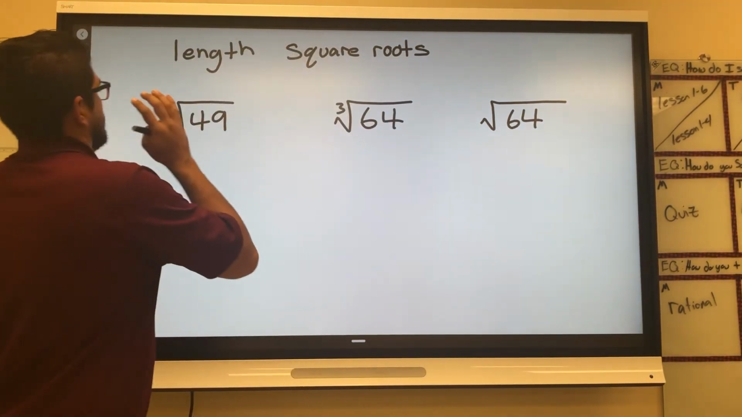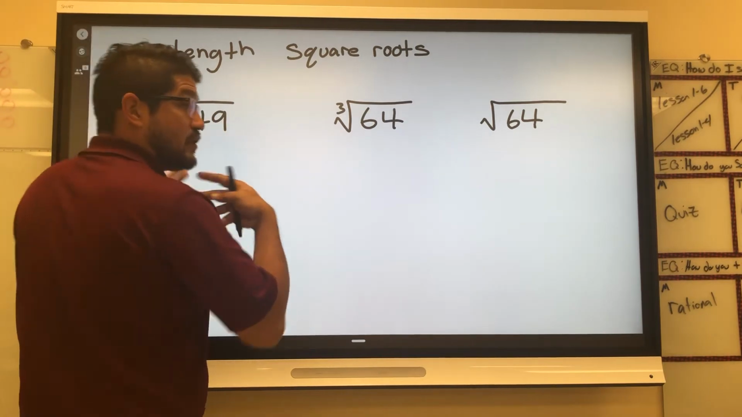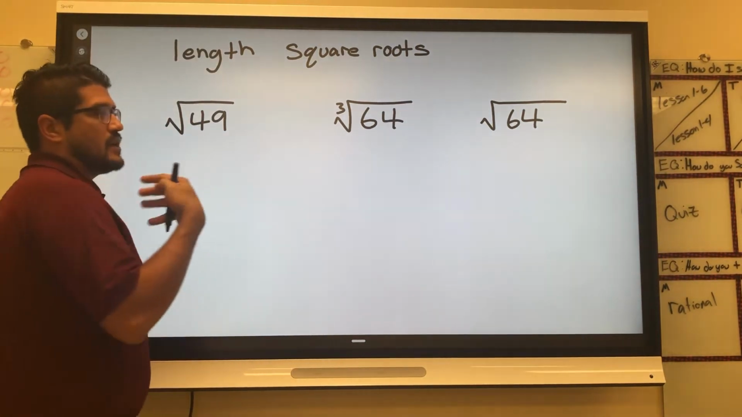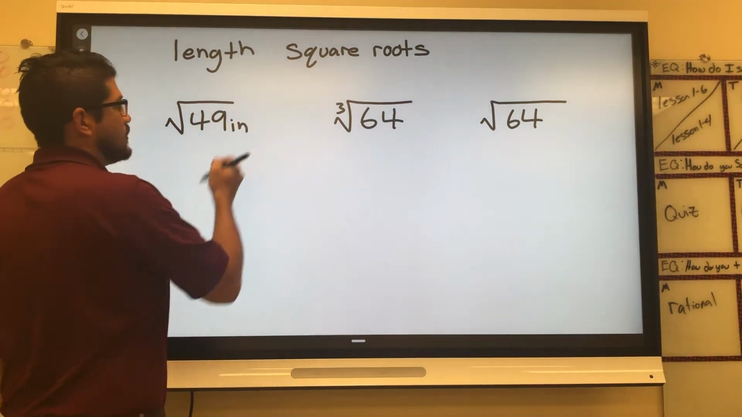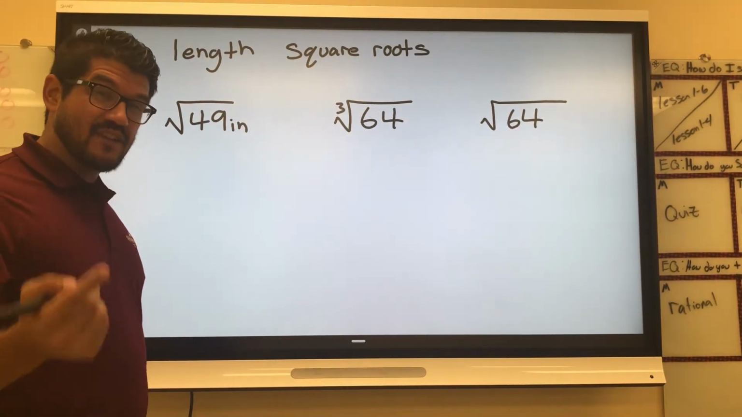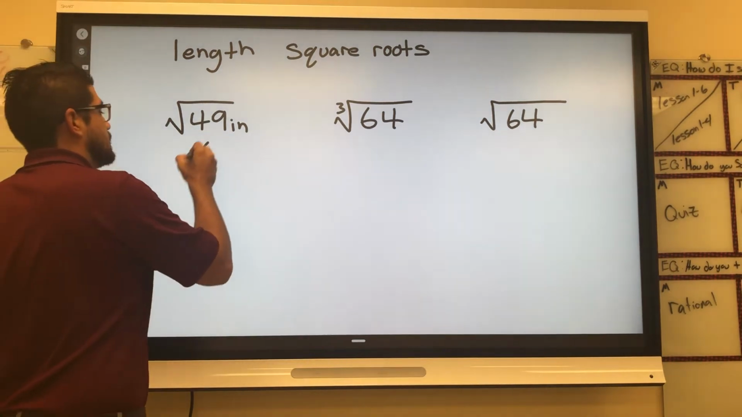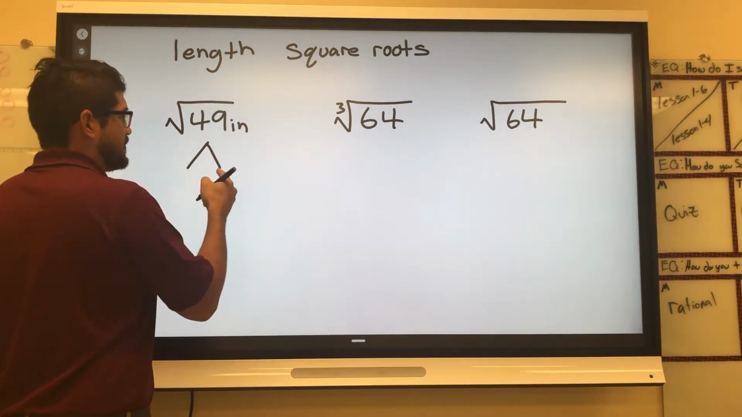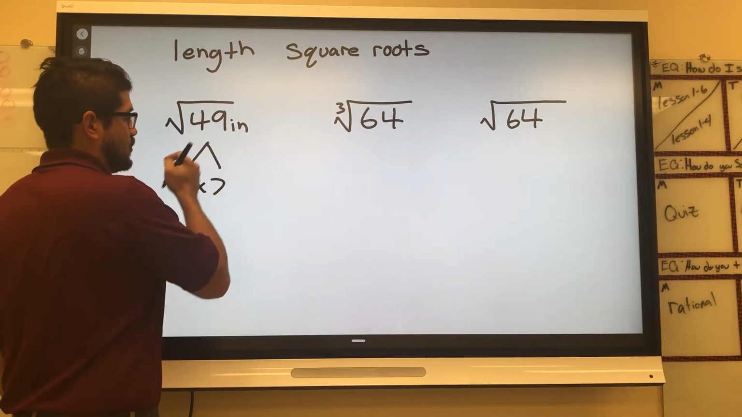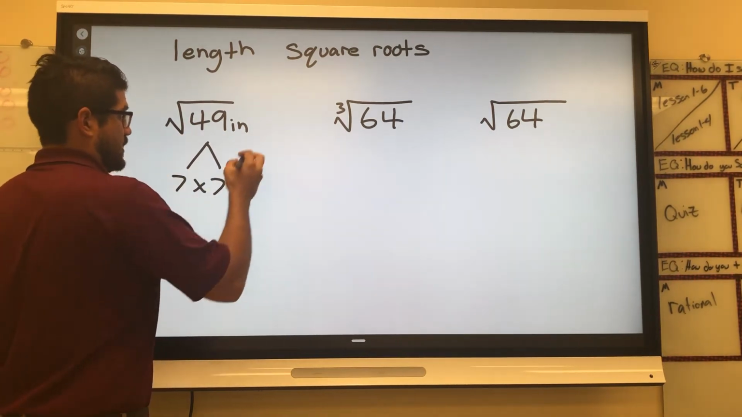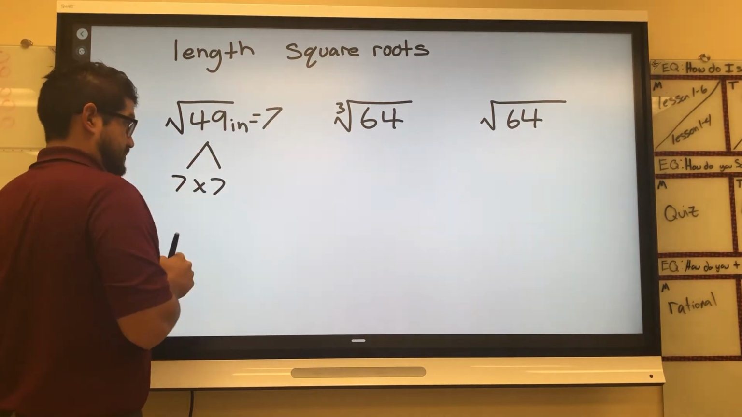So let's say you're looking for the square root of 49. Why are you looking for the square root of 49? Because the area of the square is 49 inches, okay? And we want to know what the length of each side is of that square. So you're looking for a number times itself that makes 49. So the answer for this one is 7 times 7 will make 49. So the square root of 49 is 7.